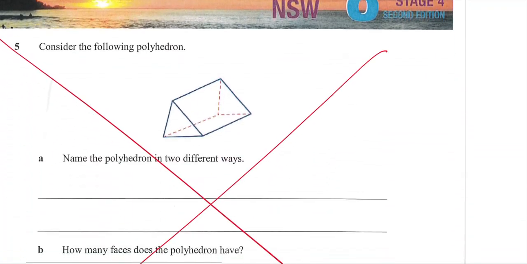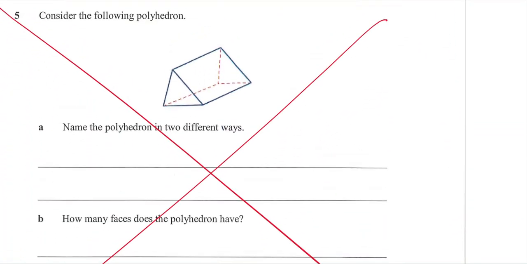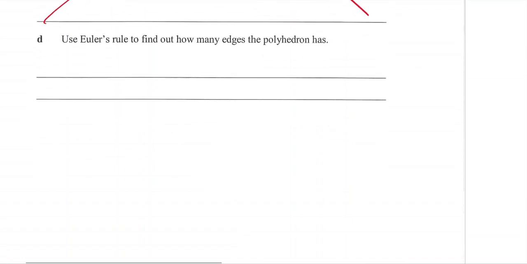And this last one you can cross out because we didn't do faces and polyhedron stuff. That's not going to be on your exam. That's it. That's a short one today.